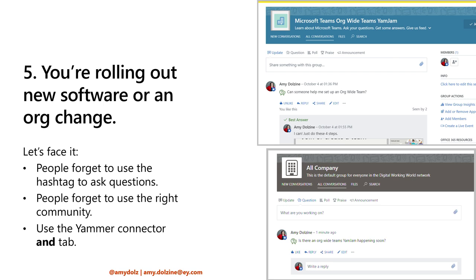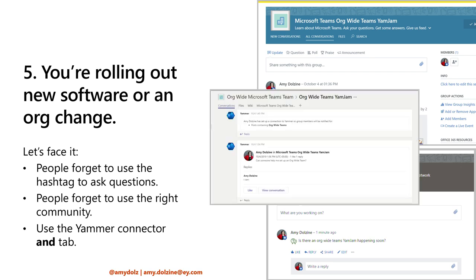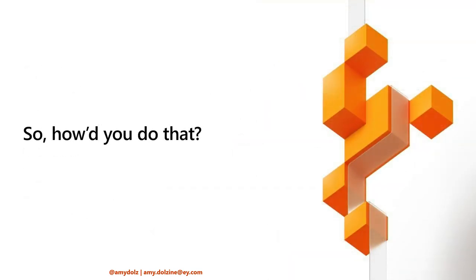Inevitably, somebody is going to ask, isn't there an org-wide Teams Yam Jam going on? And they're going to put that in the all company because people forget. They don't know where to post. They didn't know it was there. So you can use a connector and a tab together to do that, and I'll show you that in just a moment. So you might be saying, hey, Amy, that's all great. How'd you do that?